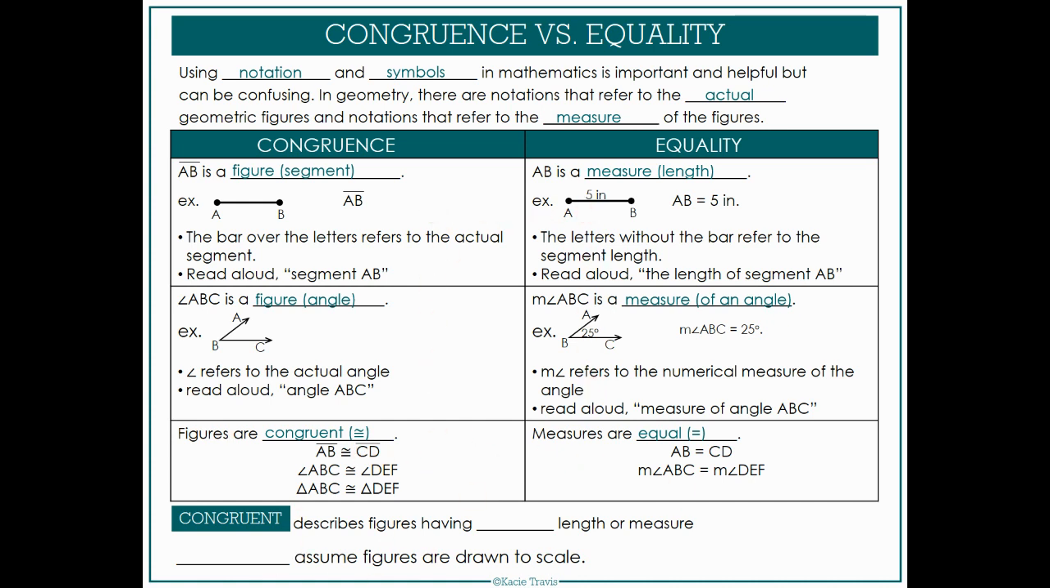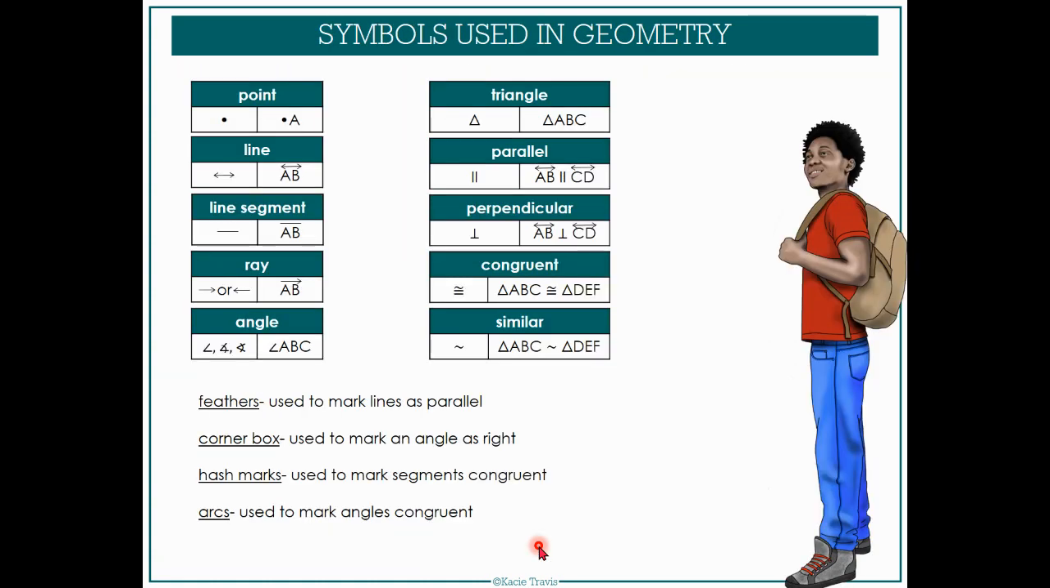All right, let's go through and further define some things. When we're talking about congruent, we're talking about figures having equal length or measure, and we are assuming that the figures are never drawn to scale. Why do we assume that they're never drawn to scale? If I have a triangle and I say that one side is 3 inches, I'm not going to draw a 3 inch line on the paper because we'd probably run out of paper real quick. So what you're going to assume is whatever length they put on that side, that is what it is. All right. Let's get into some more things.